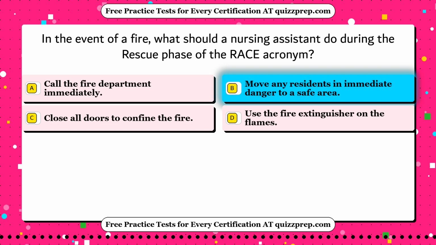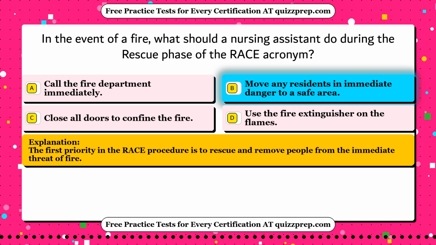The correct answer is option B, move any residents in immediate danger to a safe area. The first priority in the RACE procedure is to rescue and remove people from the immediate threat of fire.